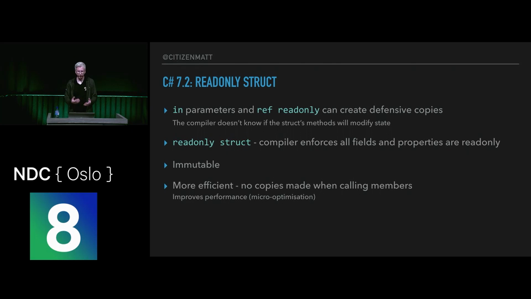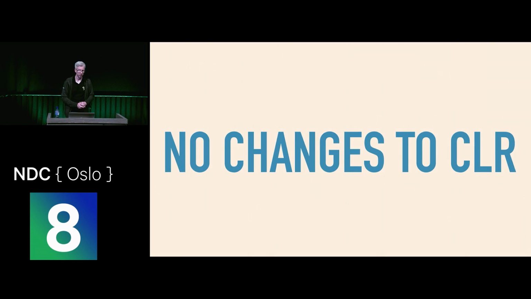So this is great, more efficient, got no copies made when calling members. We can pass things around without calling members. And this is great for throughput, performance, and so on. But again, these are all sort of micro optimizations, but they can add up in critical code paths. The other key thing here is that there are no changes to the CLR. So all of these features have been added just to the language. This has been previously supported by the CLR all along, and now it's just exposed by C#. So we can make use of this anywhere and everywhere.